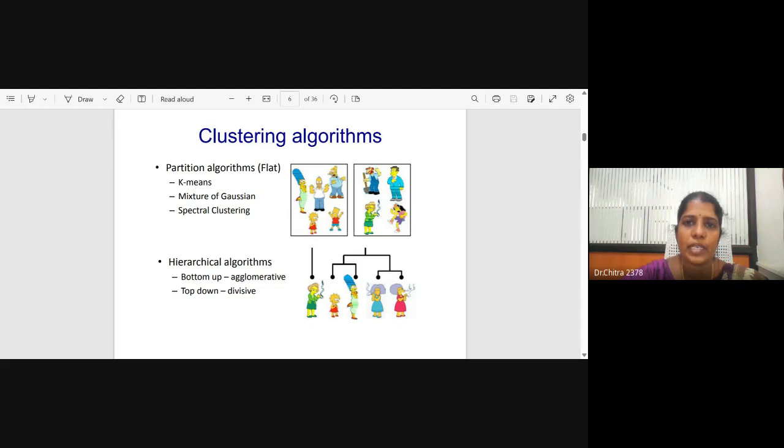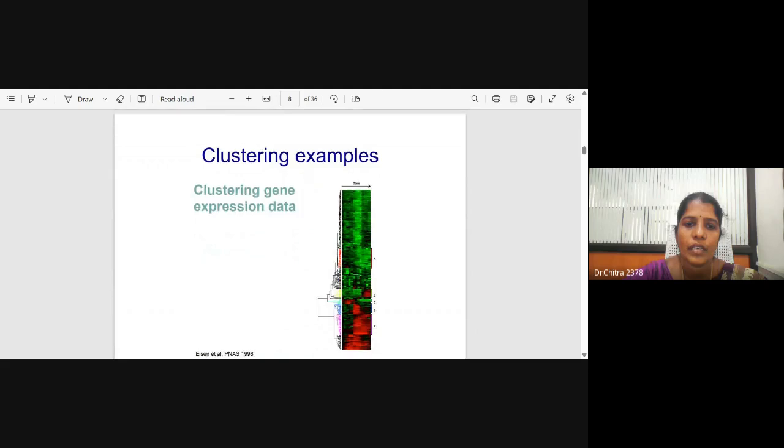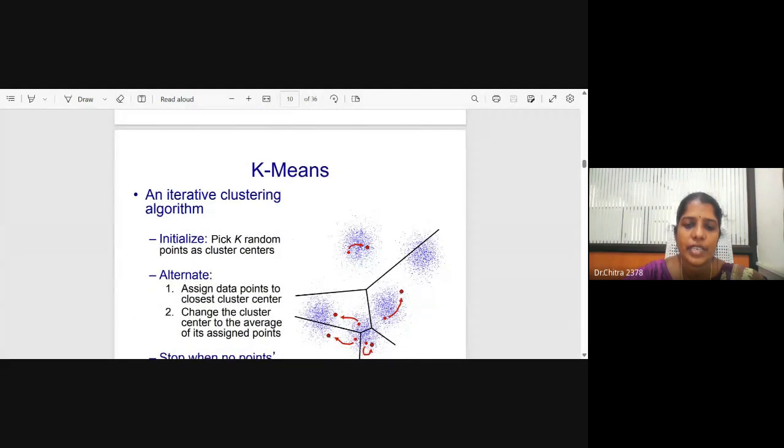An example of bottom-up clustering is the agglomerative clustering algorithm. In that, we draw the dendrogram. Then the top-down algorithm is the divisive algorithm. Facebook friend suggestion is an example for top-down clustering. Some other examples are image segmentation, gene data segmentation, and the first kind of clustering is K-means.